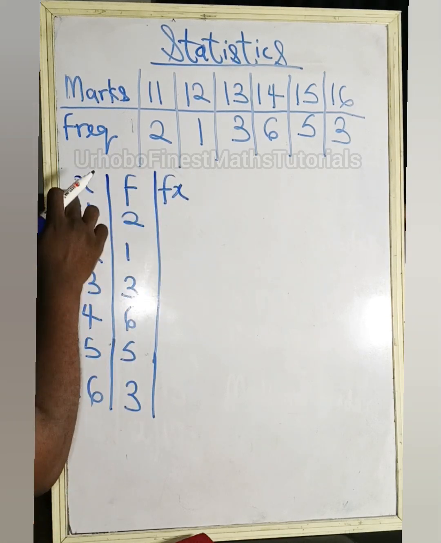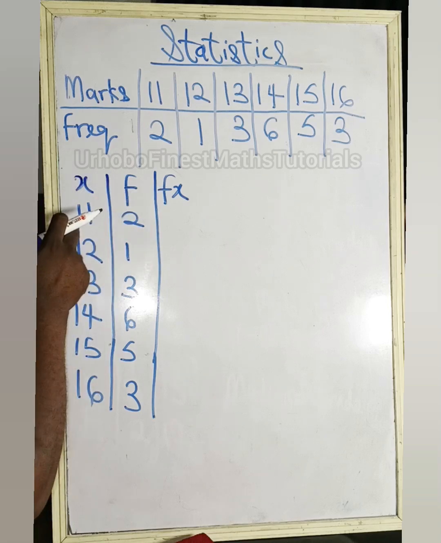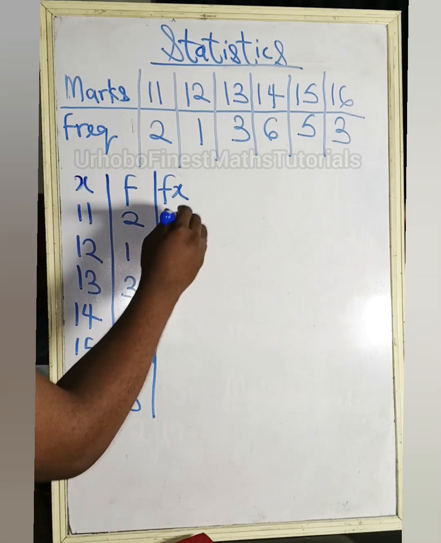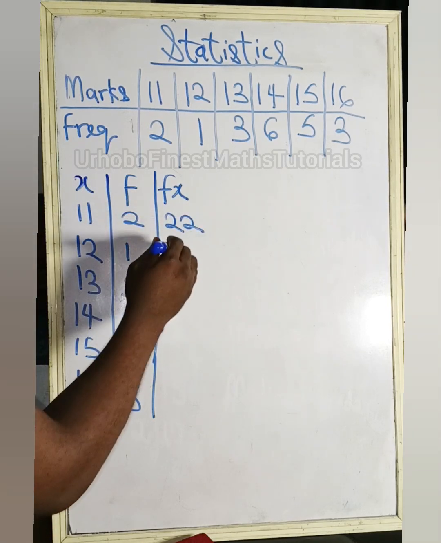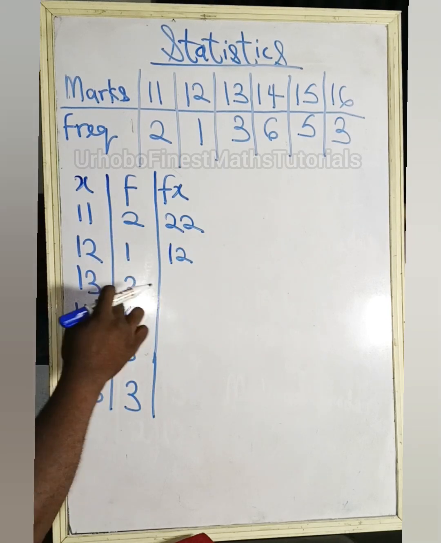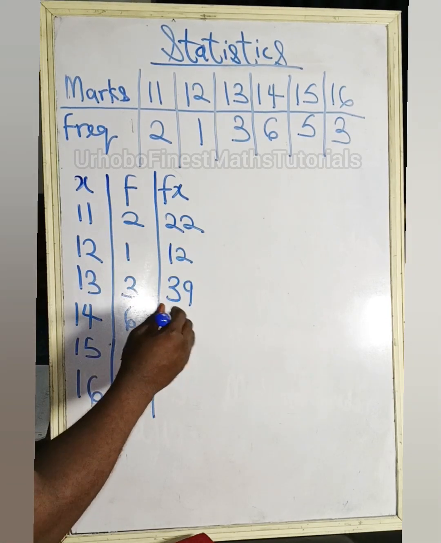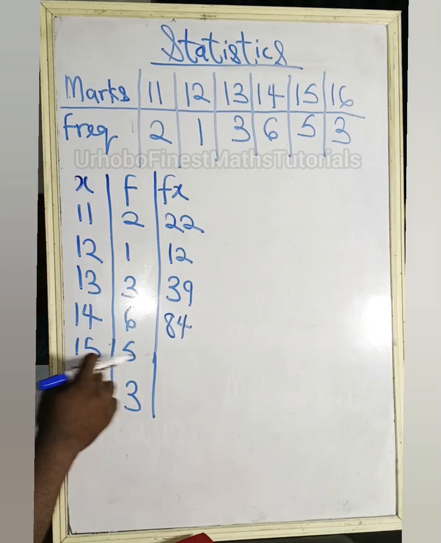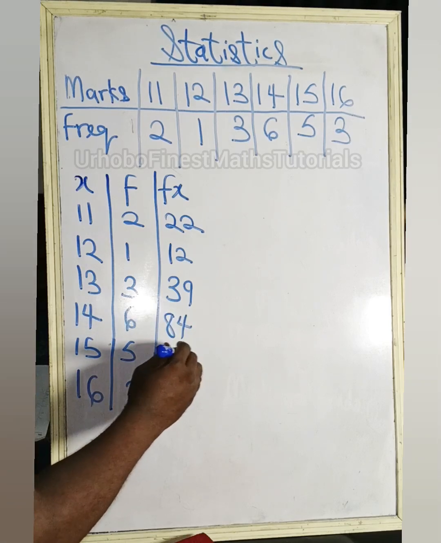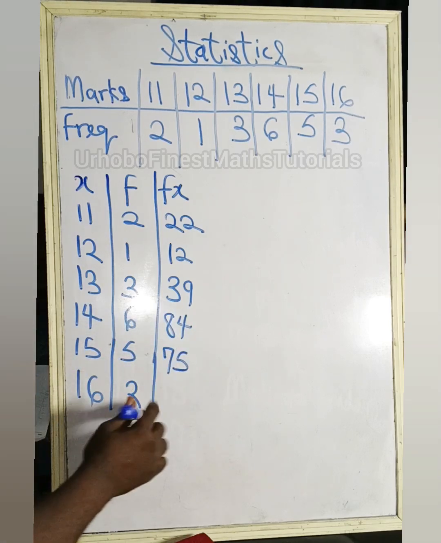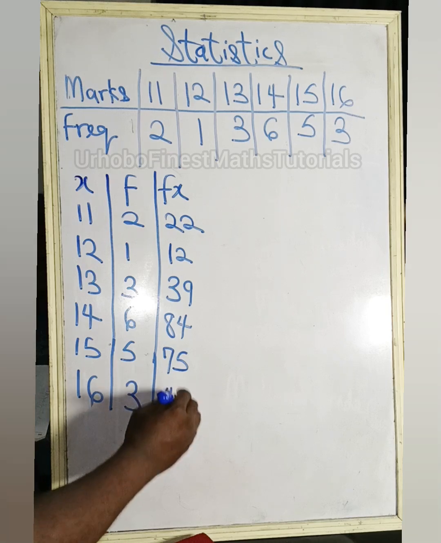What does that mean? It means X times F. So 11 times 2, you have 22. 12 times 1, you have 12. 13 times 3, you have 39. 14 times 6, you have 84. 15 times 5, you have 75. 16 times 3, you have 48.